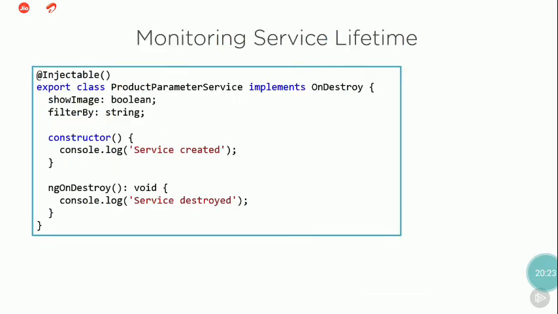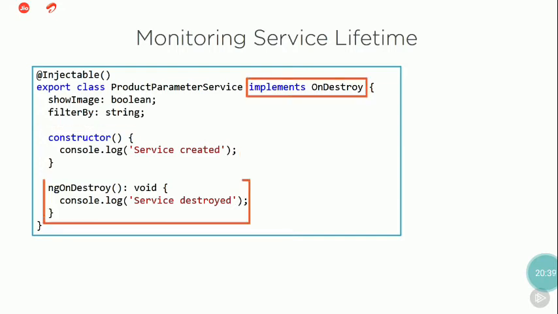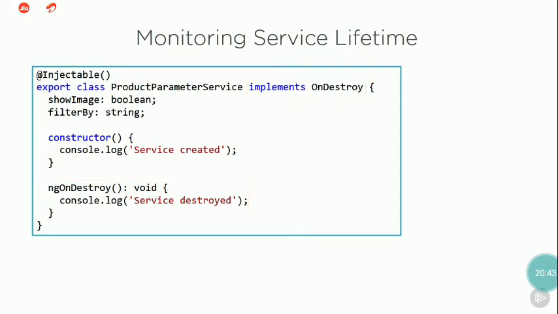If you want to try out the effect of component registration using the sample application or one of your own applications, you can instrument a service to monitor its lifetime using code such as this. Use the constructor to examine when the service instance is created, and implement onDestroy to monitor when the service instance is destroyed. Feel free to use the product parameter service and experiment with registering services at different levels of the component hierarchy.